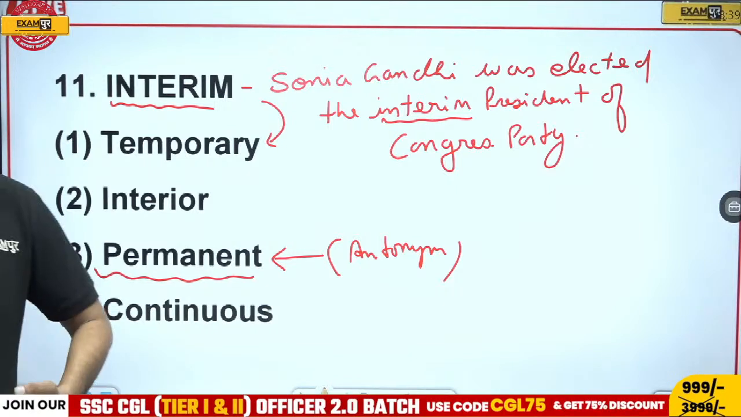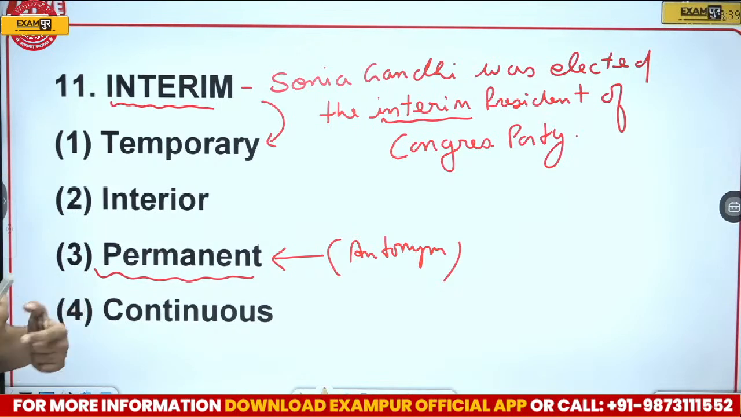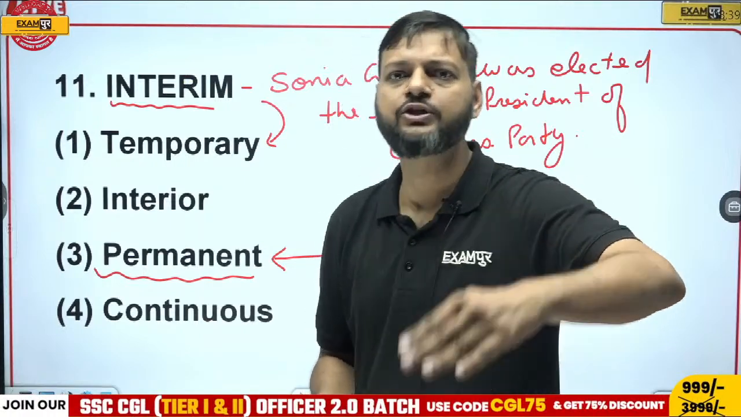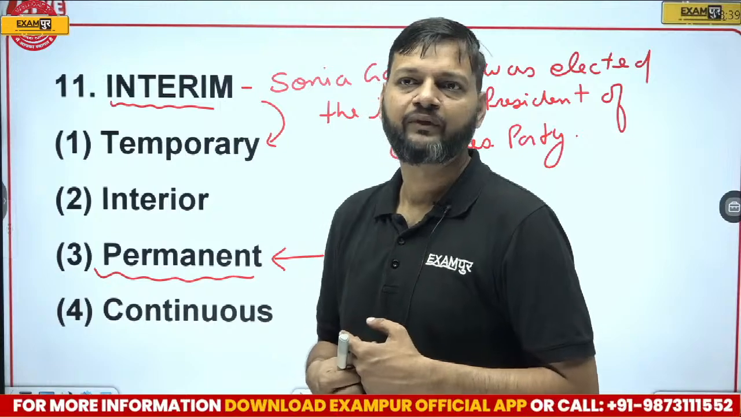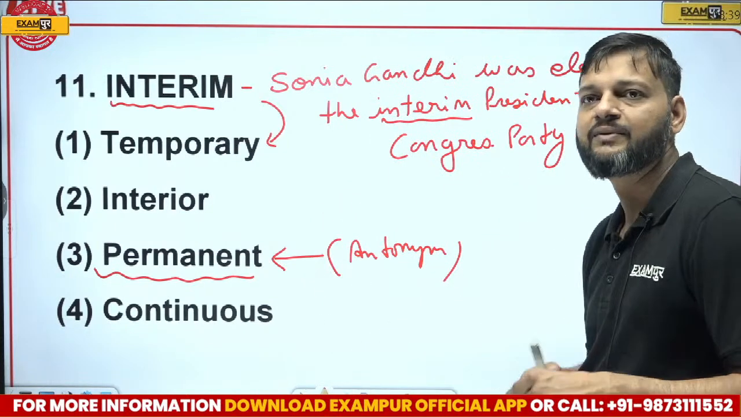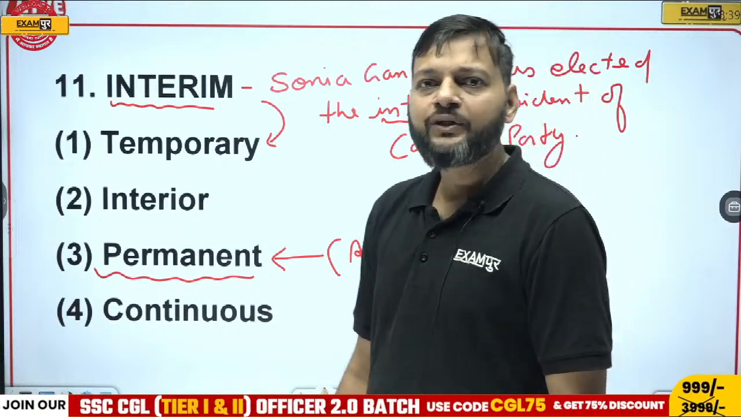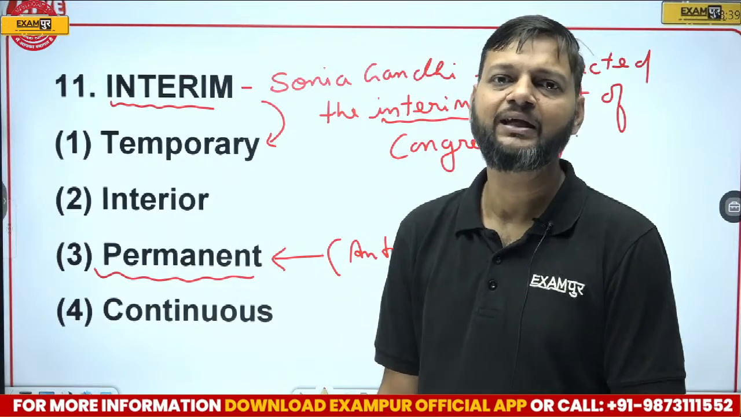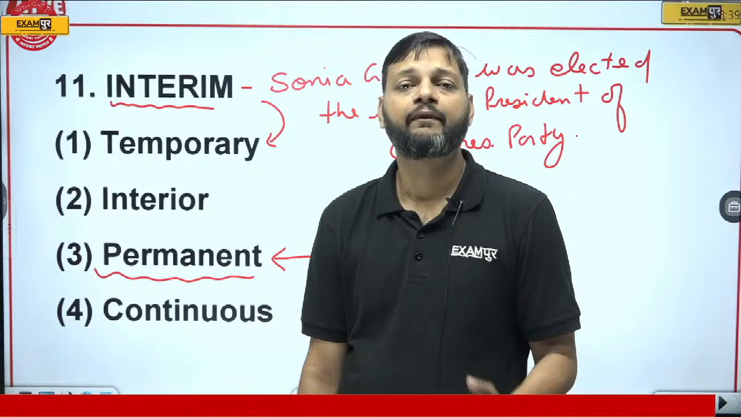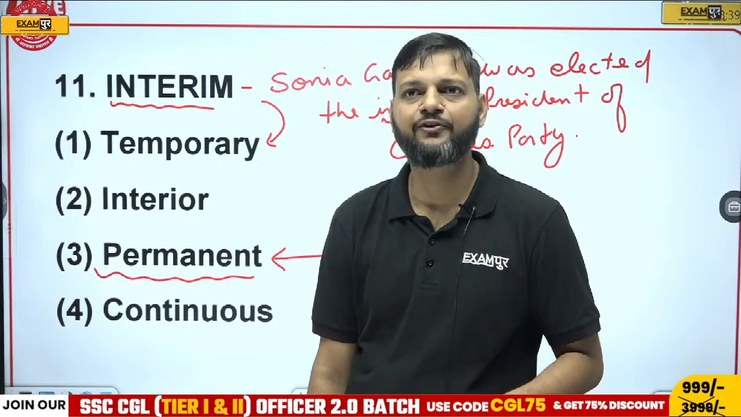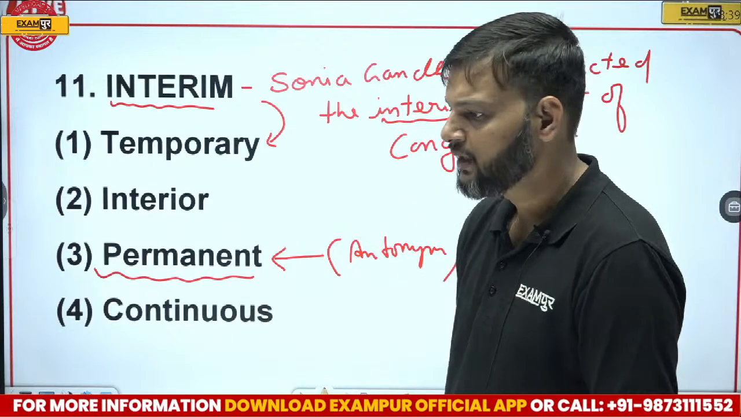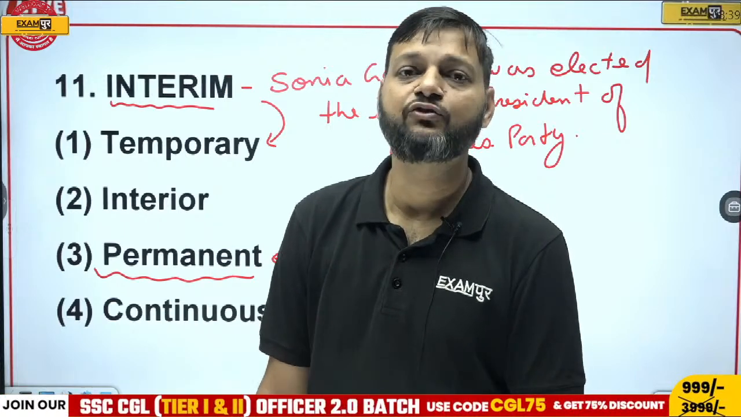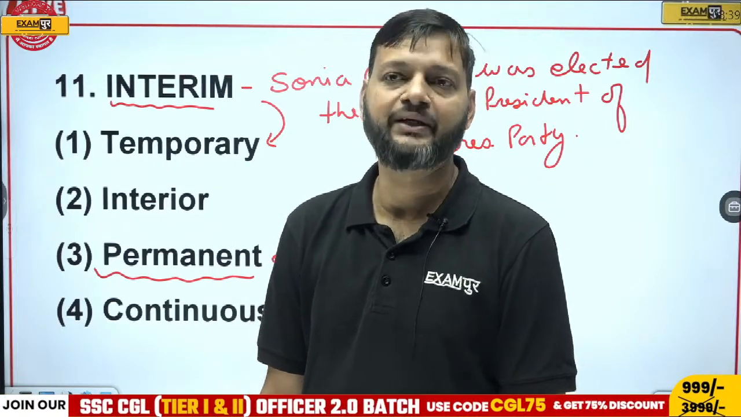And continuous is also a synonym of permanent. When something is permanent, it means it is continuous. Like Sonia Gandhi was not elected the permanent president of Congress party. She had been elected the interim president. Like Netaji Subhash Chandra Bose formed an interim government.